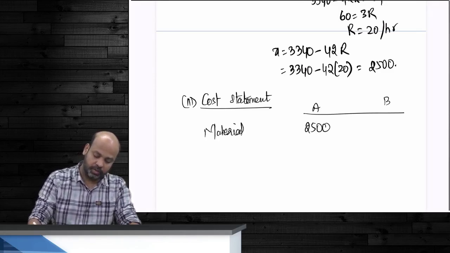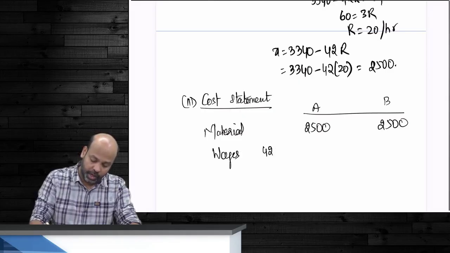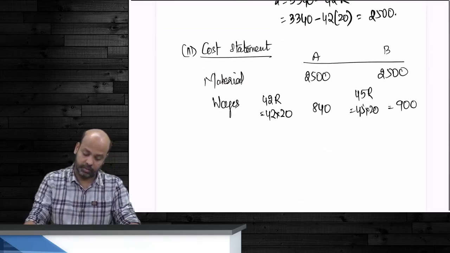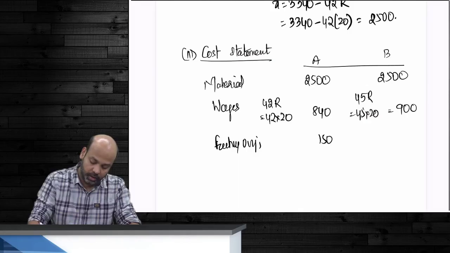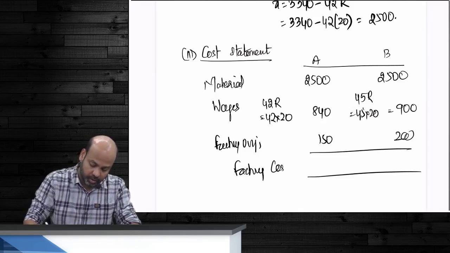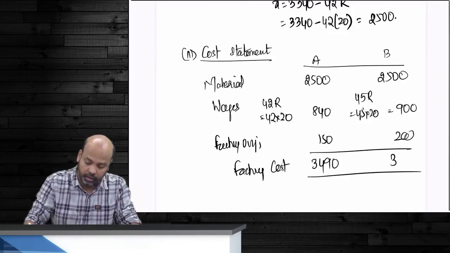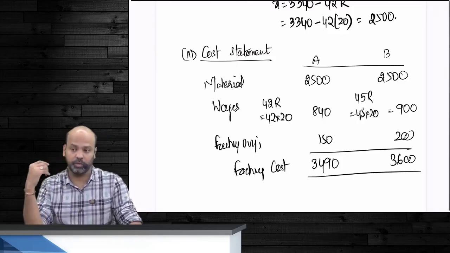Material cost will be 2,500 guys. Wages for the first person it is 42r, so that will be 42 times of 20 rupees, 840. For the second person it is 45r, which is 45 times of 20, 900. The amount of factory overheads you've already written with it is 150 and 200. The sum total guys of the factory cost would be 3,490 and 3,600. This is the amount of factory cost for the product that is manufactured by both the workers.